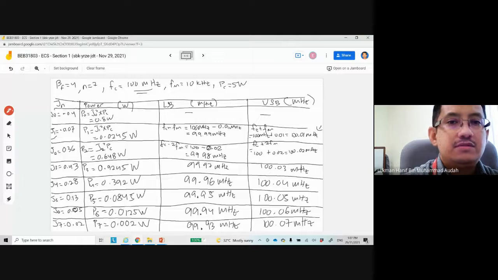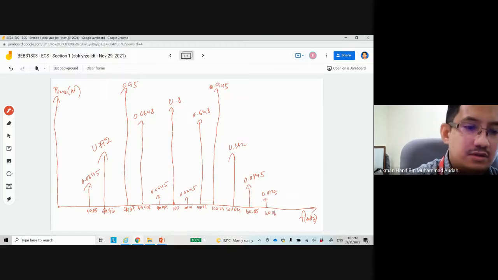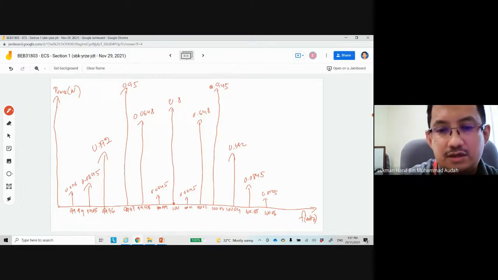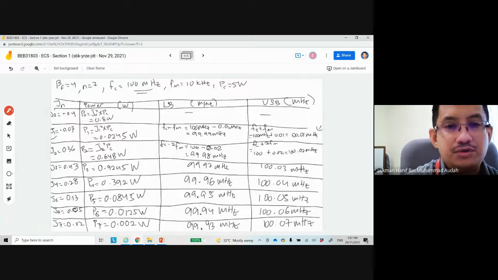0.0125. So 0.0125, lower again, near the zero point here. 0.0125 is located at 100.06. So here, say here. 0.0125 located at 99.94. And then the last one would be the seventh sideband, 0.002.